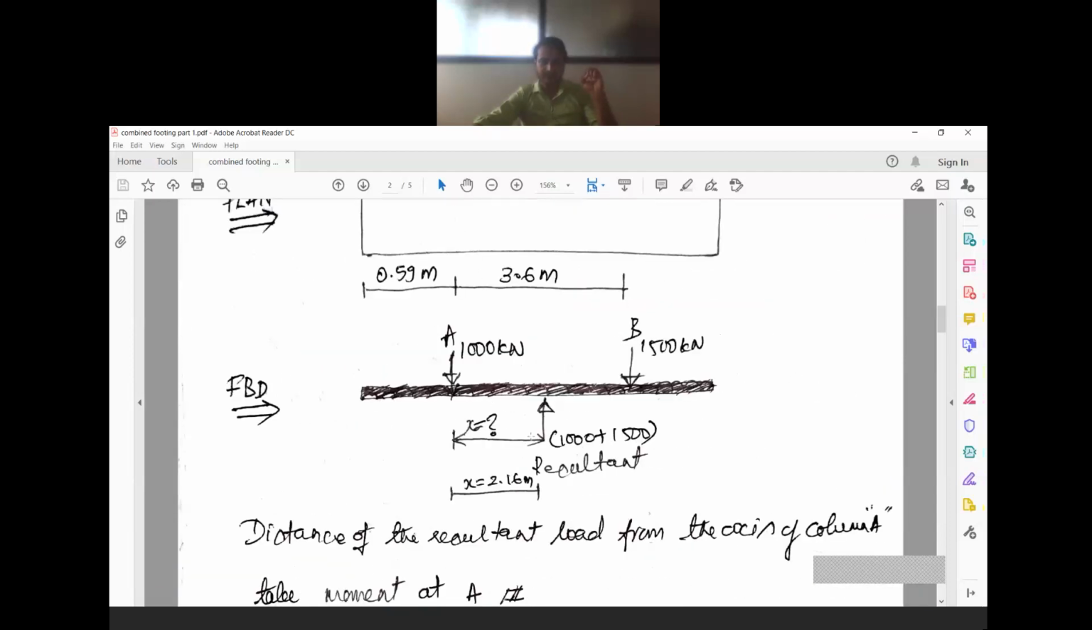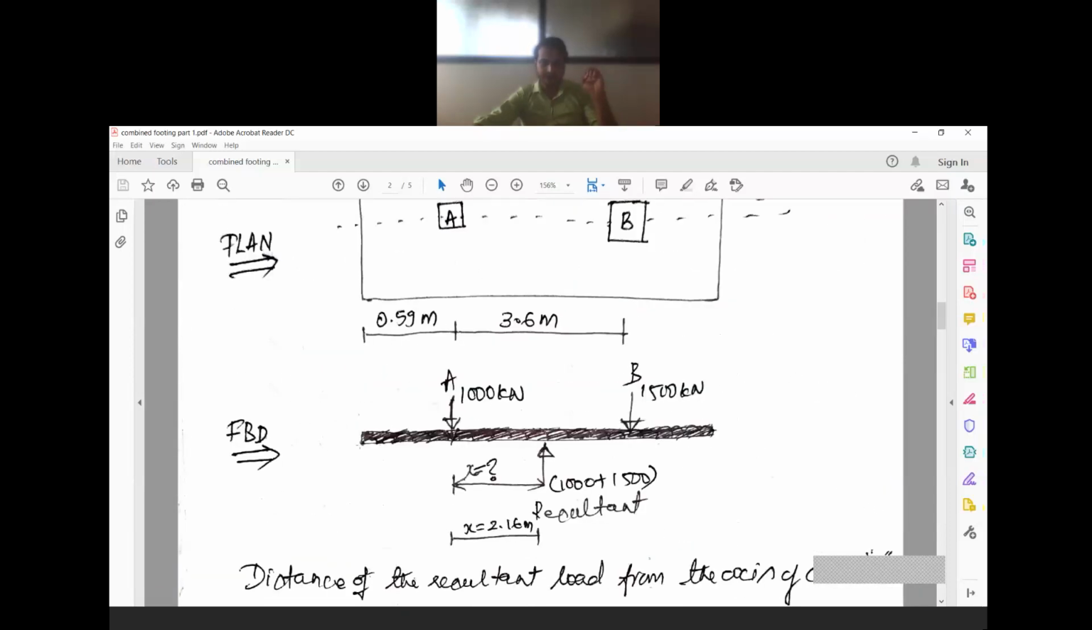That means the distance from the left edge to the resultant and from the resultant to the right edge is equal. That means this resultant is acting at the centroid of the foundation. So we have calculated one side, the half distance, and multiplying by 2 we get the total length of the foundation. This is how we can calculate the length of the foundation.